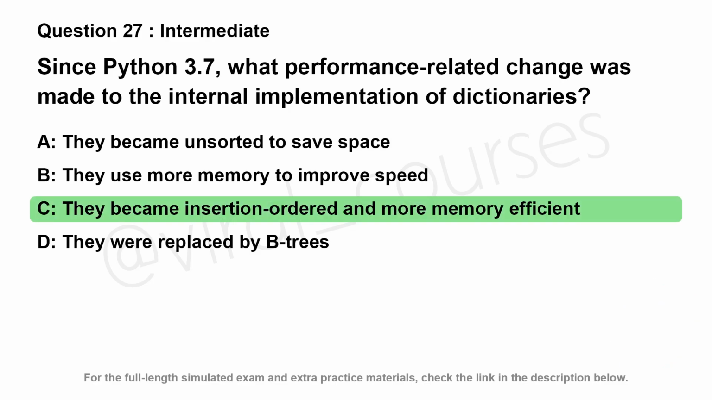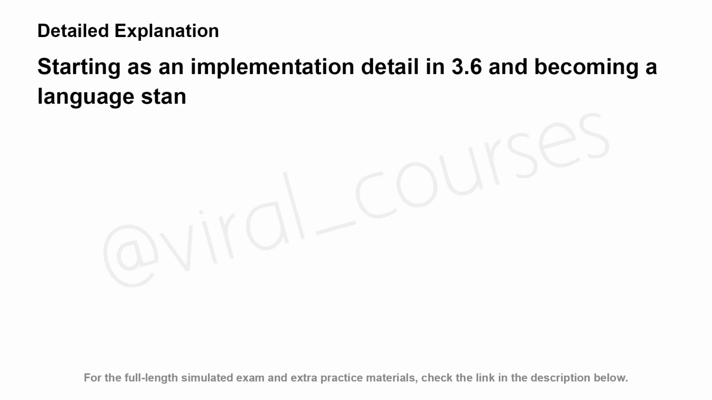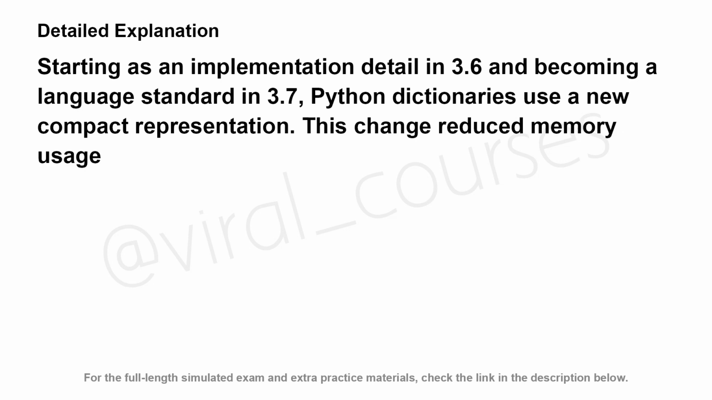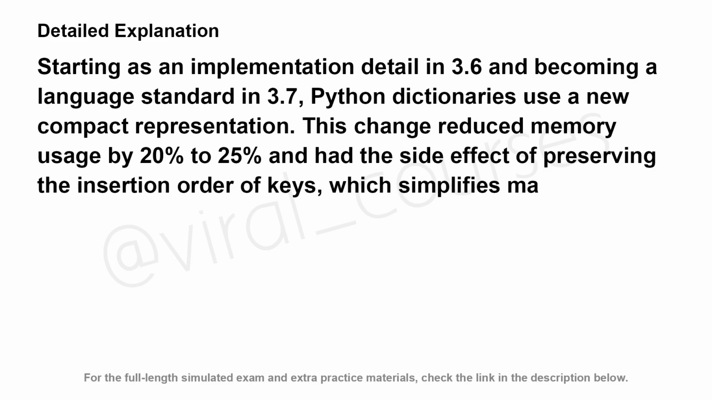The correct answer is C. Starting as an implementation detail in 3.6 and becoming a language standard in 3.7, Python dictionaries use a new compact representation. This change reduced memory usage by 20% to 25% and had the side effect of preserving the insertion order of keys, which simplifies many optimization tasks.